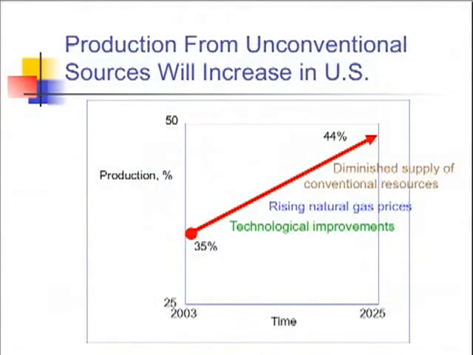From 35 to 44% of total U.S. production. So, cutting through all the detail, the bottom line is that as a percent of total production, we see gas from unconventional sources growing from 35% to 44% over this roughly 25-year period. Unconventional resources are expected to be extremely important in our immediate future.